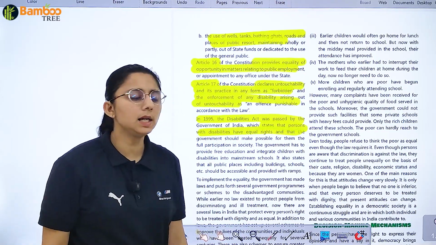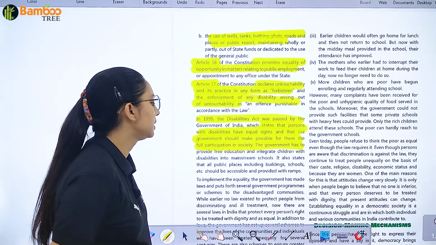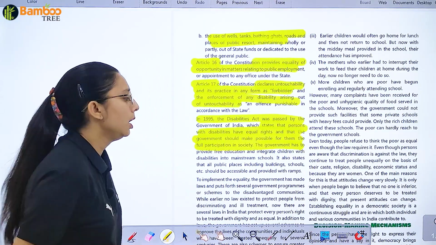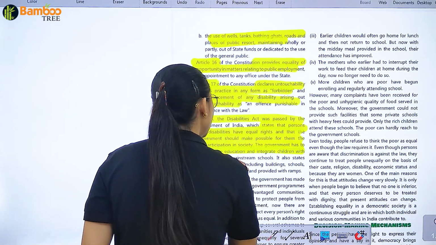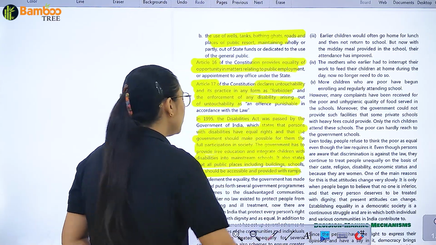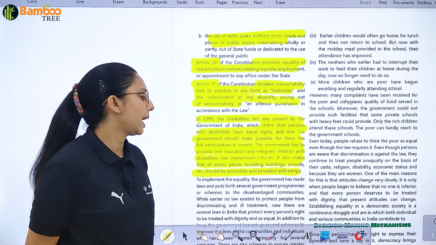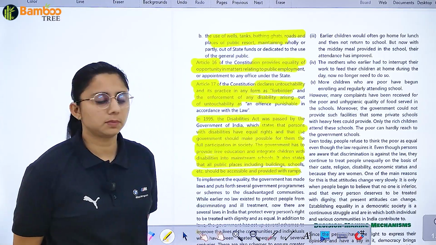disability have equal rights and that the government make it possible for them to fully participate in society. So the government has to provide free education and integrate children with disability into the mainstream. It also states that all public places, जिसमें आपके buildings and schools हैं, they should be accessible and provided with ramps.